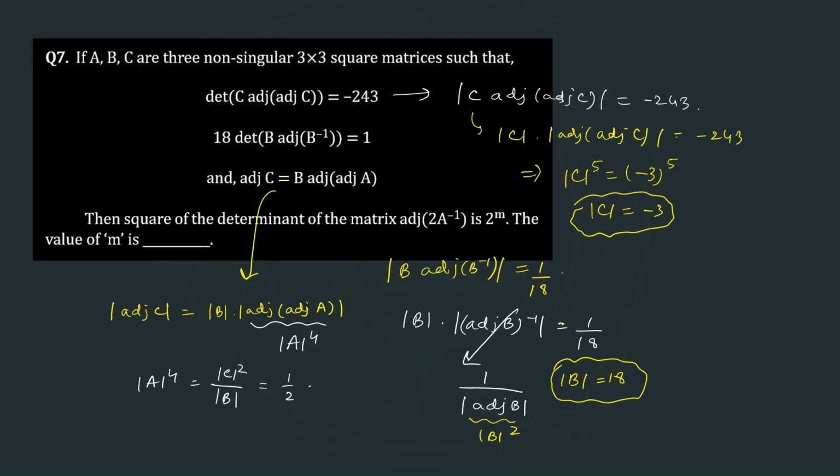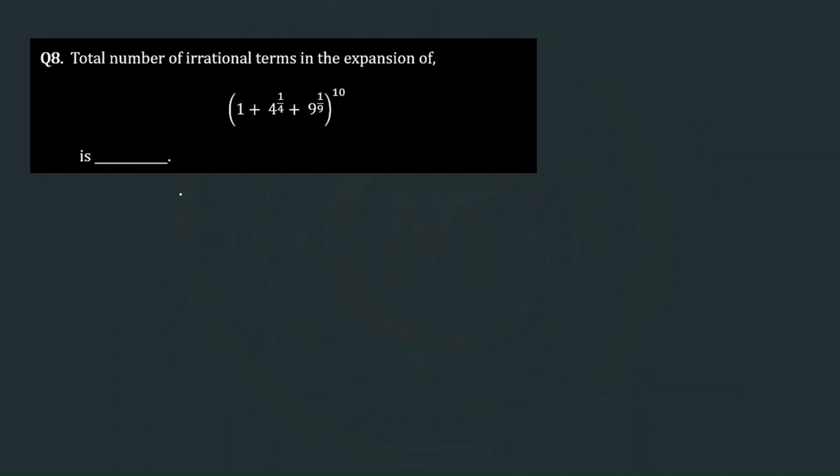So on comparing, we can say the value of M will be simply 13. I hope you understood this question. Let's proceed to the next question. The next question says that total number of irrational terms in the expansion of this is what?